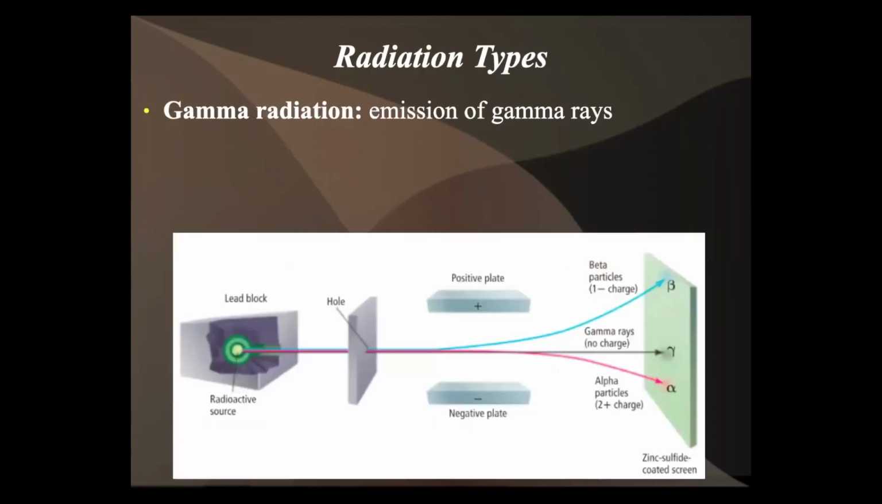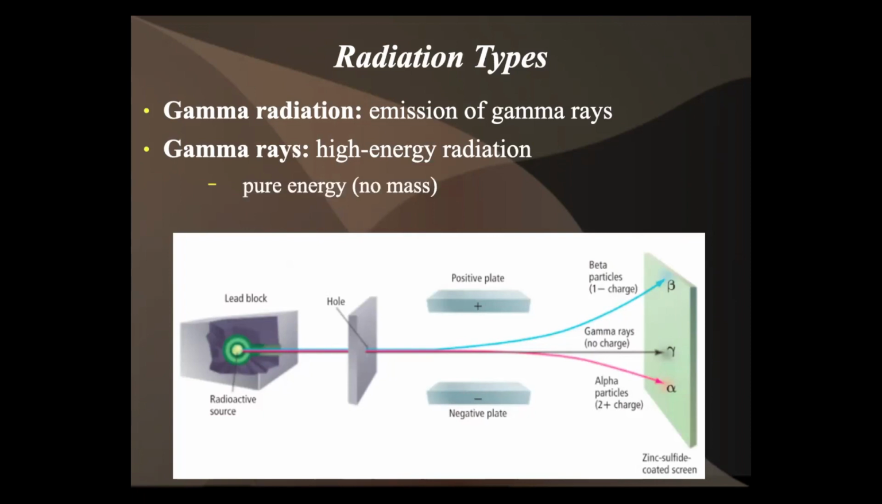Okay, I already talked about that. The last radiation type is gamma. That's the emission of gamma rays. We can see right here that gamma just goes straight through. There's no charge to gamma. It's not deflected by the plate, so we know it's not charged because it just goes straight through the metal plates. It's high energy radiation. It's the highest energy of all the particles.